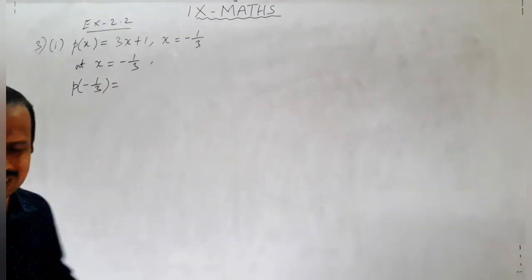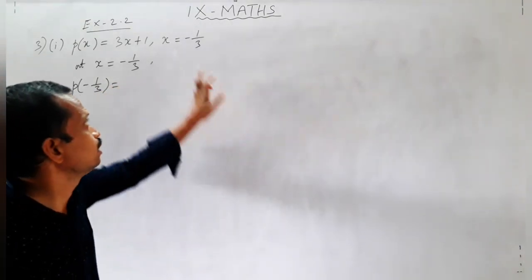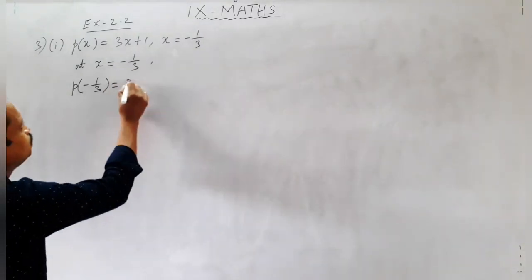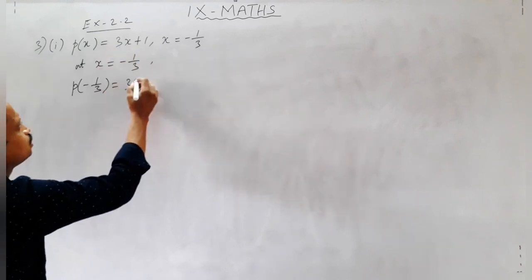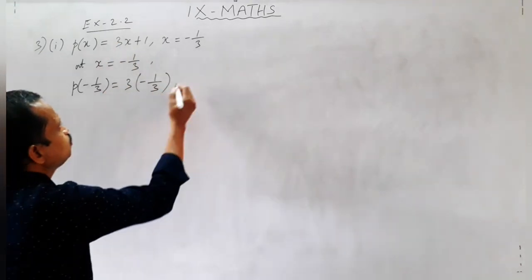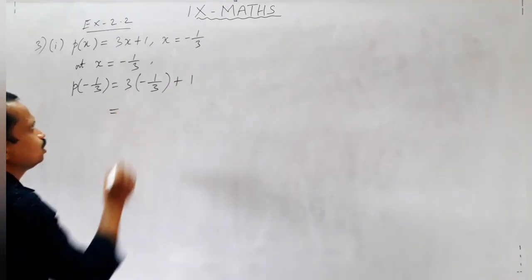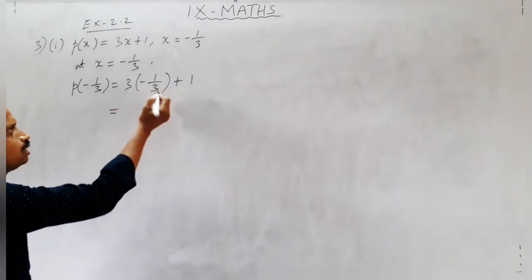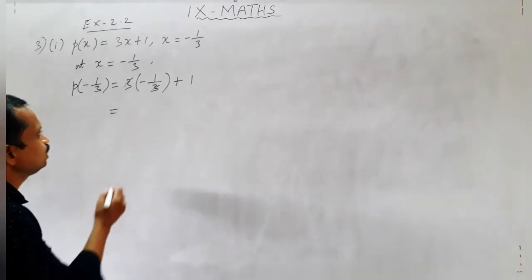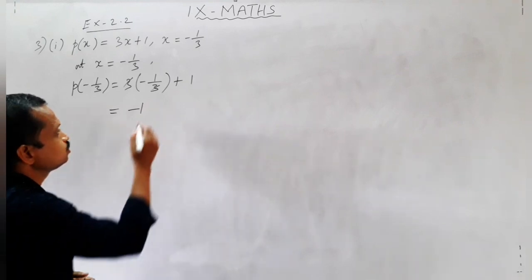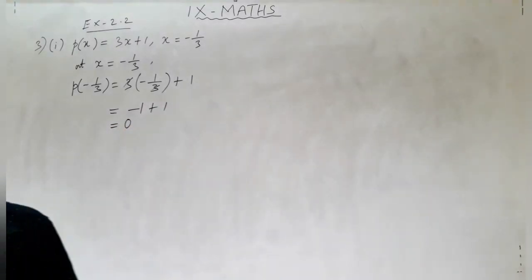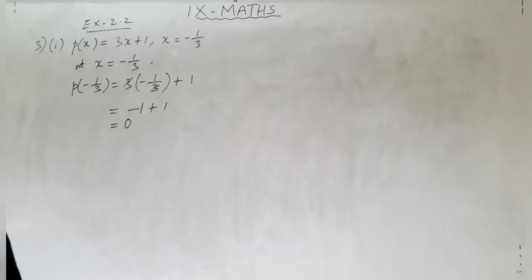so what you have to do, just substitute the given value in the polynomial. Minus 1 by 3 equal to 3 into, what's the polynomial? 3 into x, so 3 into minus 1 by 3, the x is minus 1 by 3, plus 1. And now you see what happened, 3 into minus 1 by 3, the 3 gets cancelled, the numerator and denominator. Clear? Minus 1 only there. Minus 1 plus 1 is equal to 0. So now the value of the polynomial becomes 0.